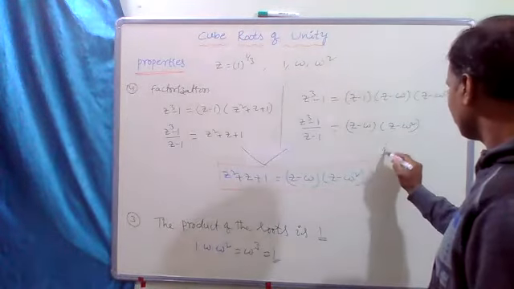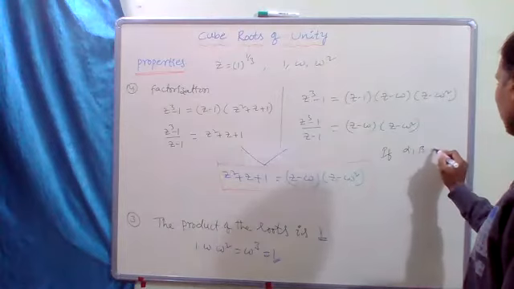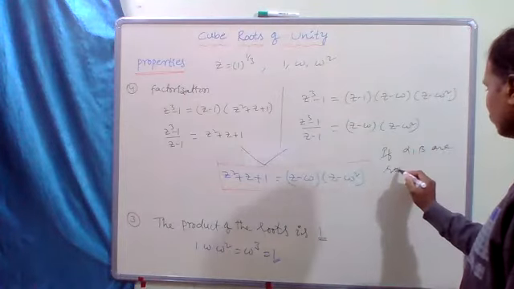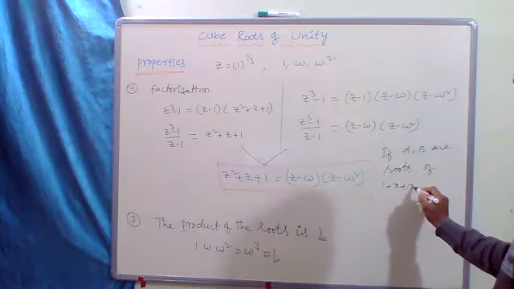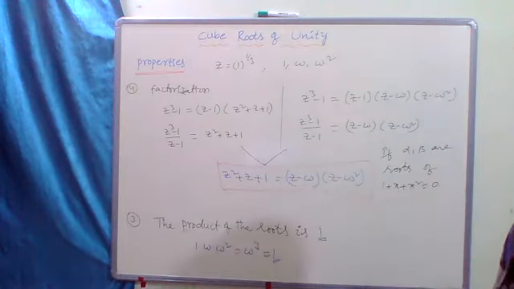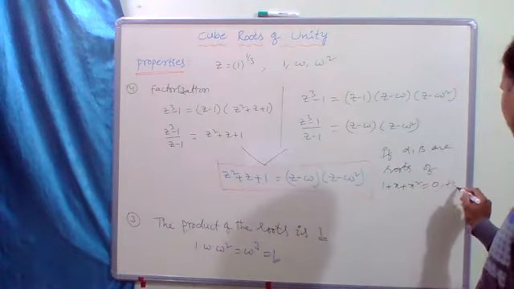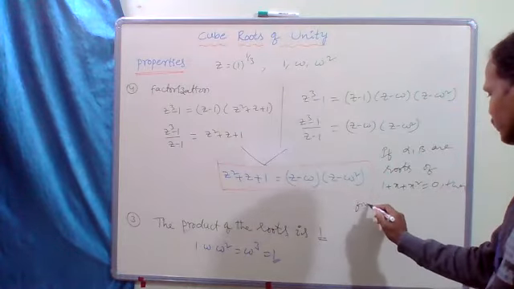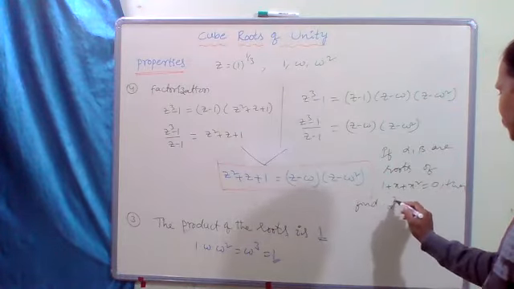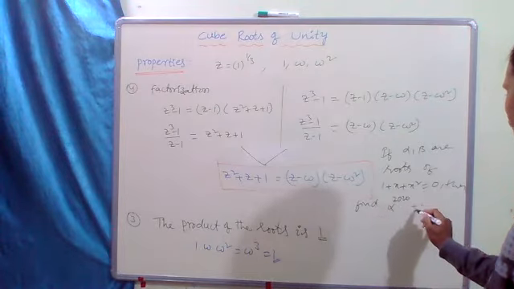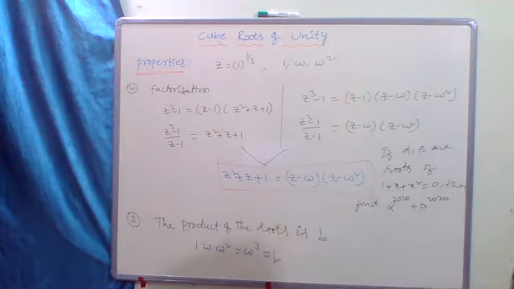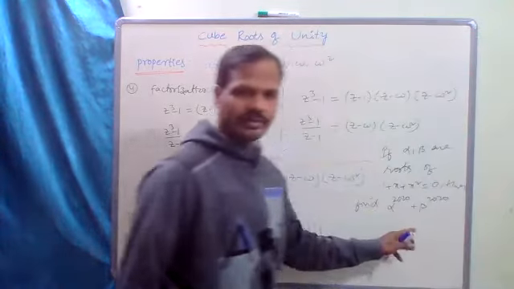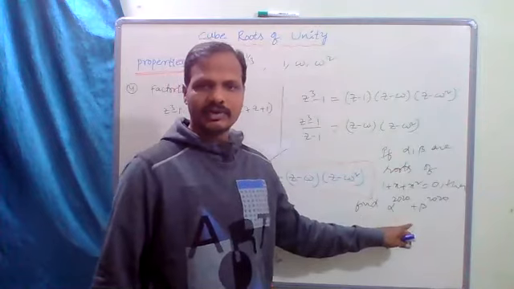If alpha and beta are roots of 1 plus x plus x square equal to 0, then find alpha power 2020 plus beta power 2020. Is it easy to find directly? It is very difficult. In general, it is very difficult to find.